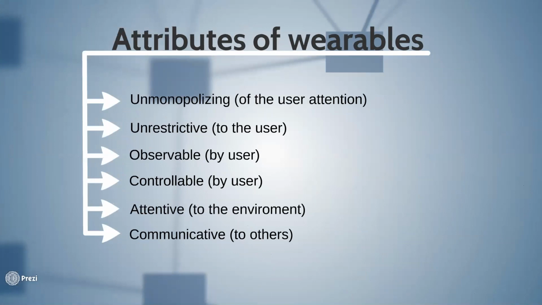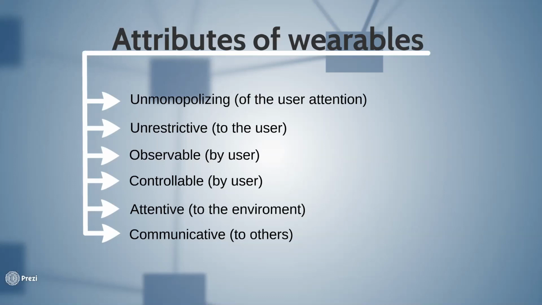The attributes of wearables, what it is, I will tell you something about its characteristics. It's unmonopolizing. It means that while the user is using it, it doesn't need all of his attention. It's unrestricted. It also means that while you're using it, you can do other things. For example, when you go running, it can measure yourself, what condition you are in, and so on. And so you don't even need to know that you use a wearable.